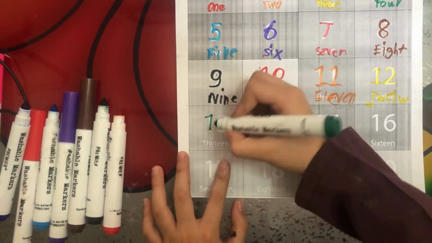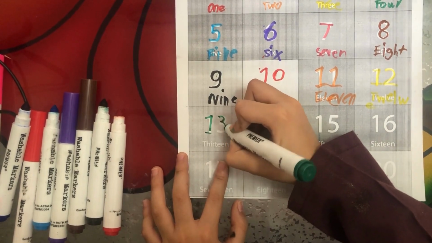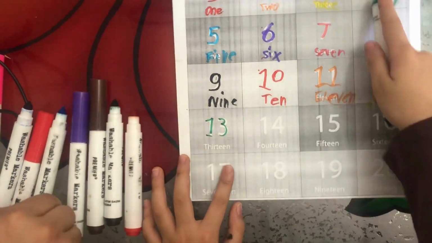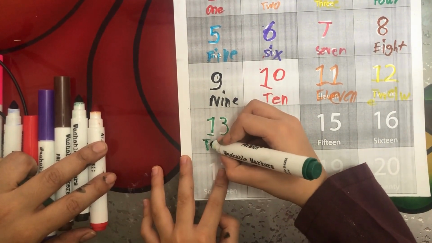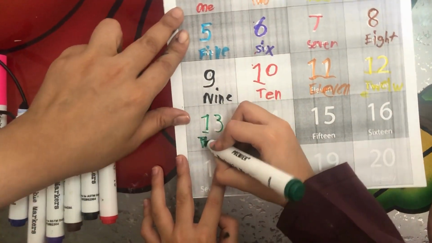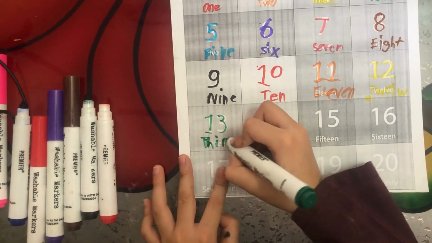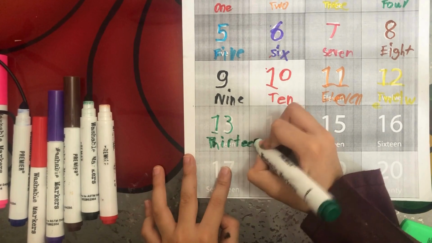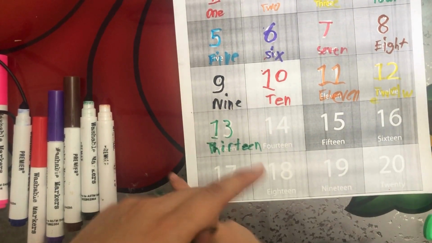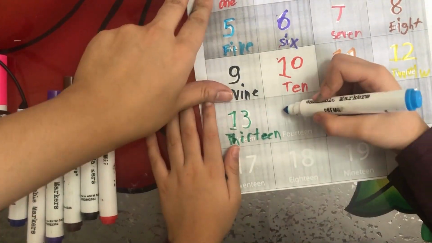This is the color green. 13. Yes. This is the number 13. THREE, 13. This is the number 14.